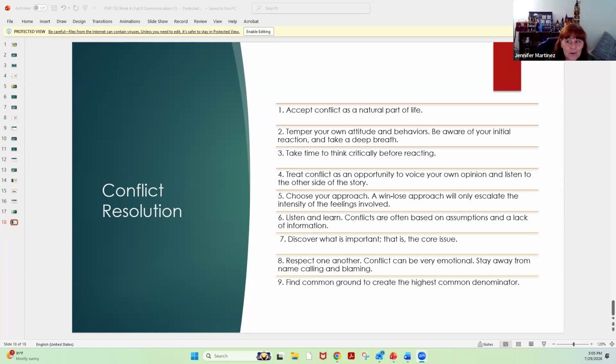And conflicts can be emotional. And that's why I said be very careful. Once you say something, you can't take it back. All right. So you want to avoid the name calling, the blaming, because even if you have this conflict, you still have to work with that person again. Okay. So remember that whether it's a client or a coworker, always find some common ground to create the highest denominator, whether it's looking out for your clients, looking out for your coworkers, whatever it is. There is usually some common ground. Even among enemies, there's usually one thing that they can all relate to, right? So just remember all that.